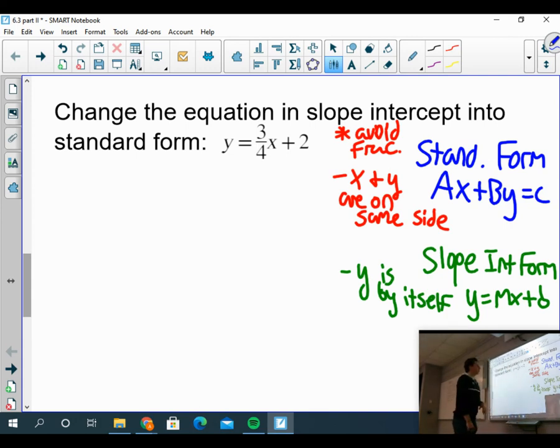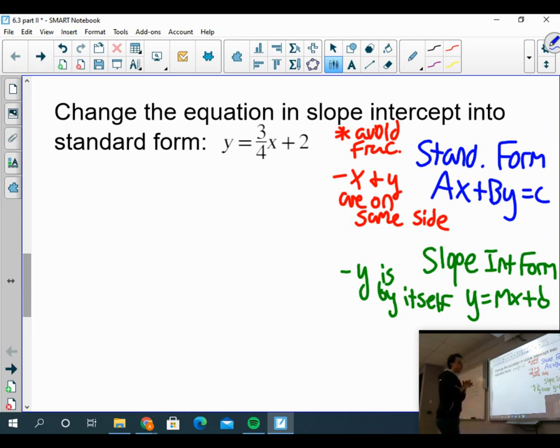Well, what do we need to do? Well, in order to do this, we need to get x and y on the same side, and ideally, we're going to get rid of the fractions, okay? We will sometimes have fractions for your a and b values in standard form, but again, if we can avoid it, we'd prefer to have whole numbers. Well, how am I going to start this? Well, let's look at getting rid of the fractions, okay?